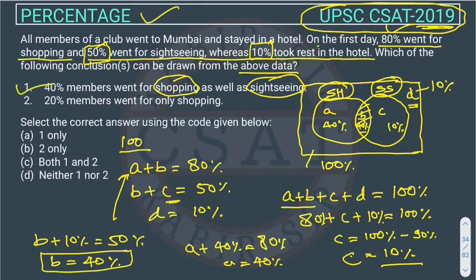Now the second conclusion: 20% of members went for only shopping. Which one is only shopping? This A section is for shopping only. You have to focus on this keyword only here. But it is given as 20, so this is wrong. So only option A is right.